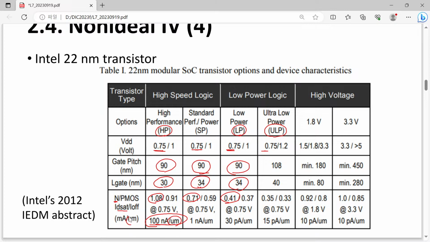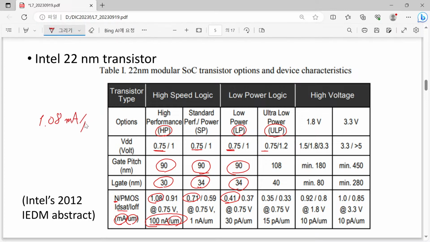Also they have the same length, but please note that this is in the case of milliamp scale. So 1.808 milliamp per micrometer. This is Ion current, and I of current was set to be 100 nanometer. So 100 nanometer is 0.1 micrometer. So are you with me?